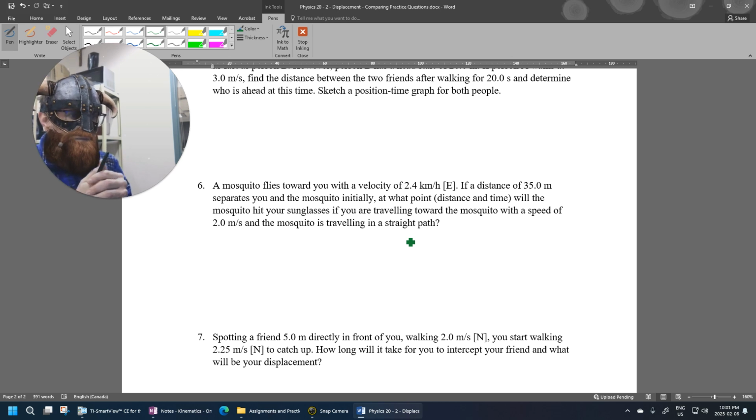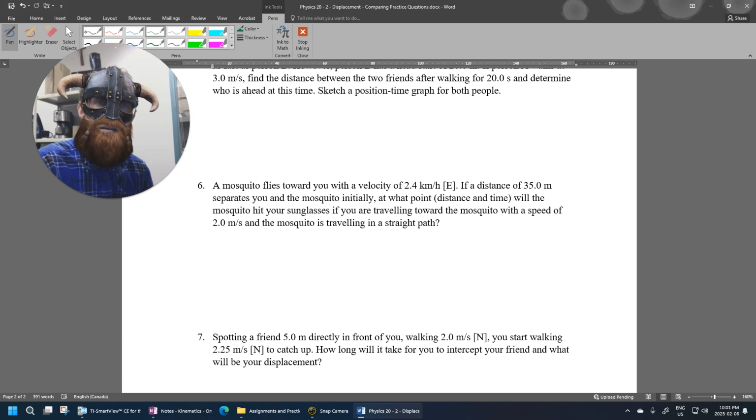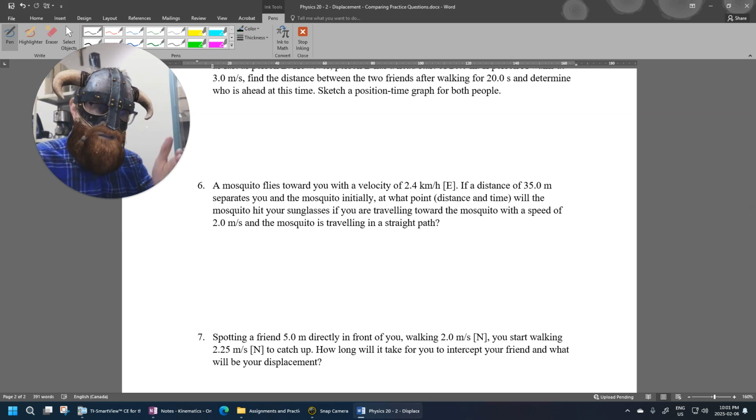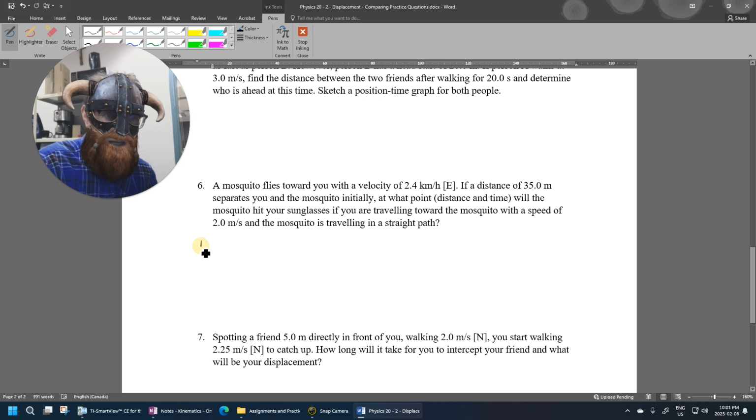So, what position? I'm assuming what position. They don't mention what your reference is going to be in this question. We could probably just make one up. So let's just say you're the reference, and where you start is the origin. I'm going to draw a picture to represent what this looks like.